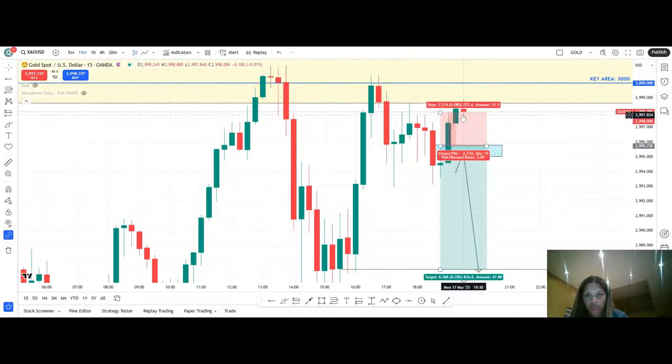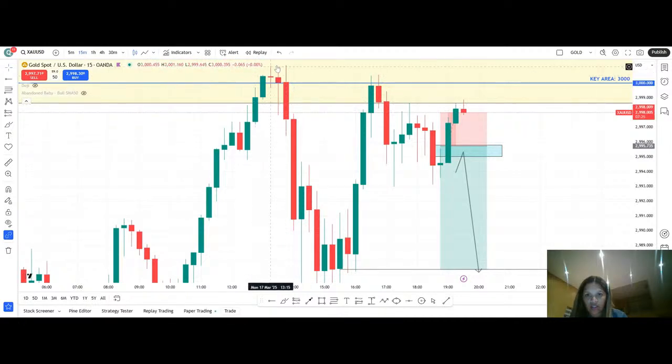Or price continues up, doing exactly this at 3,000 and then down. If it falls this week here now, it's definitely going to continue bullish. Let's see. Let me just check.